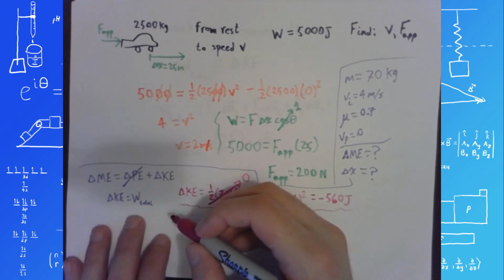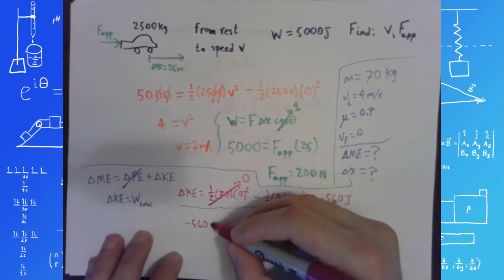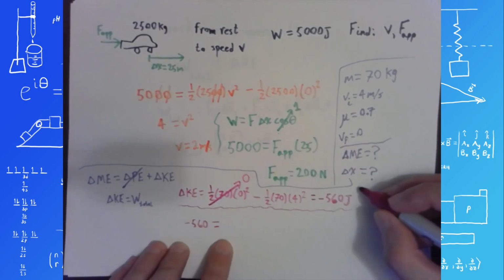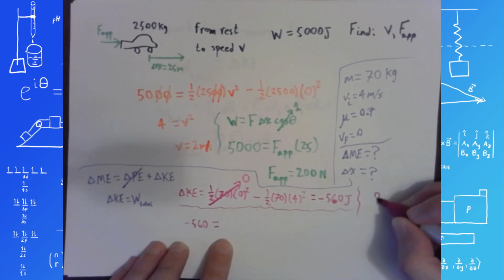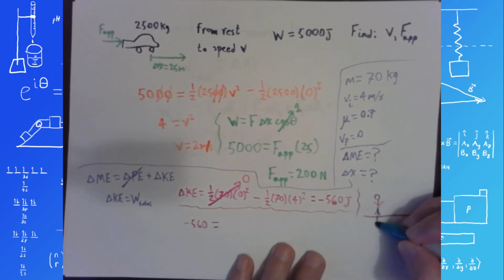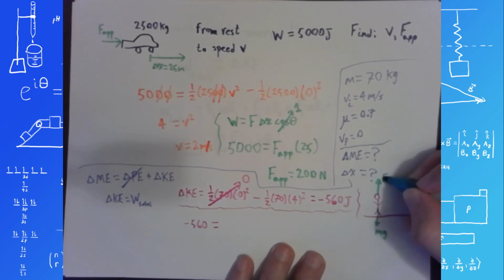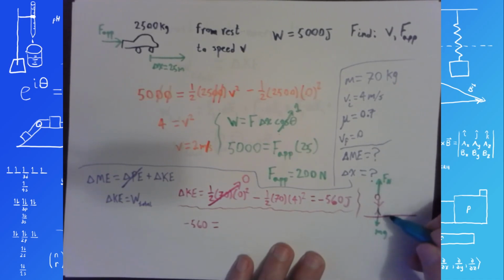Okay, so change in kinetic energy equals total work, so negative 560 equals the total work on this person. Well, let's see which forces are acting on this person as they slide. They have their weight pulling them down, so we've got mg. There's a normal force acting up on them. And there is a friction force acting opposite to the direction they're moving, and they're moving in this direction.